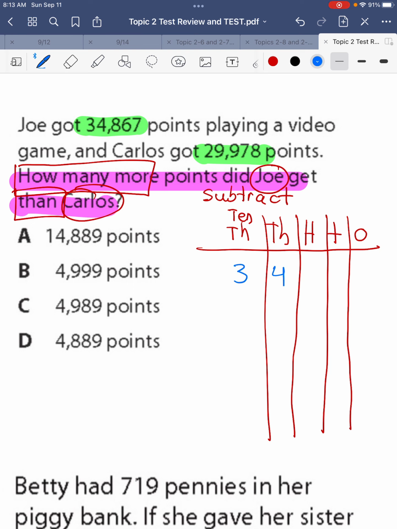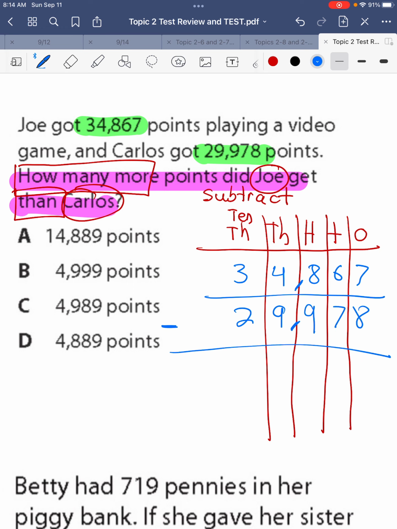So 34,867. And we're subtracting this by 29,978. I cannot do 7 minus 8, take away from the 6. It becomes a 5. The 7 becomes a 17. 17 minus 8 is 9. I cannot do 5 minus 7, the 8. I'm going to take away from the 8, it's going to become a 7. The 5 will now become a 15. 15 minus 7 is 8.